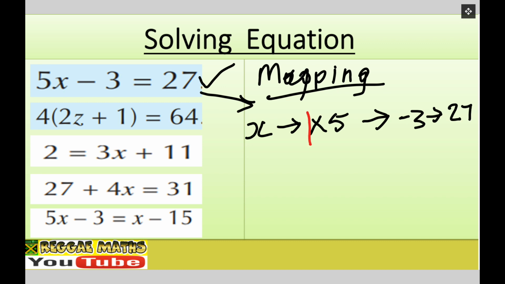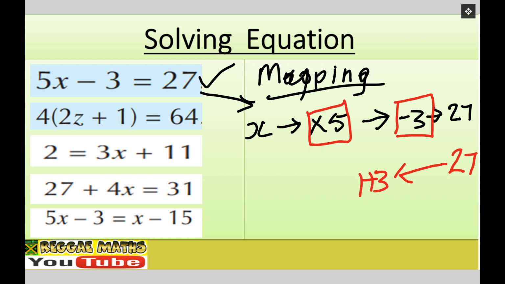If I highlight the operation here, I just need to do the inverse, going in the opposite direction. So if I start off with 27, I'm going to do the inverse. The inverse of taking 3 is add 3. So 27 add 3 is 30. Write a small 30 here so you don't miss a stage. The inverse of times by 5 is divide by 5.